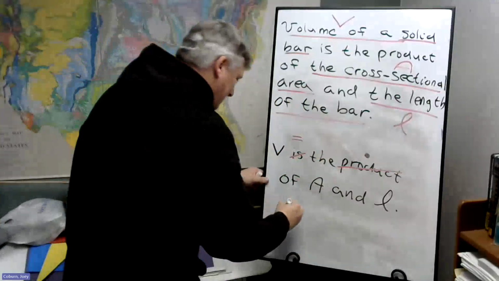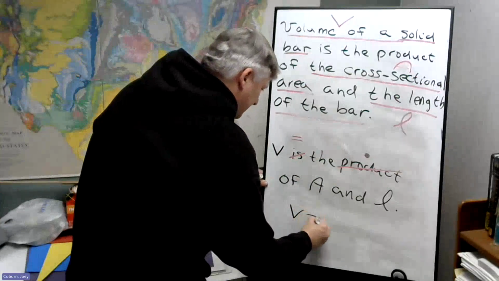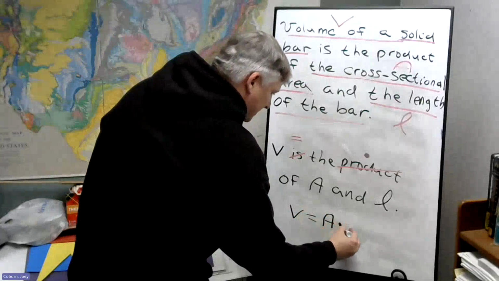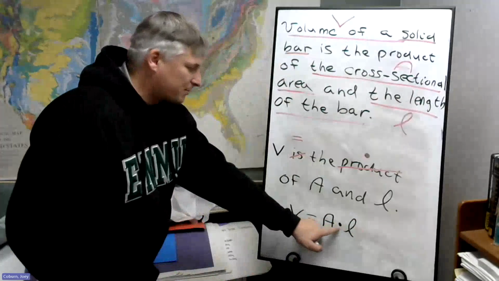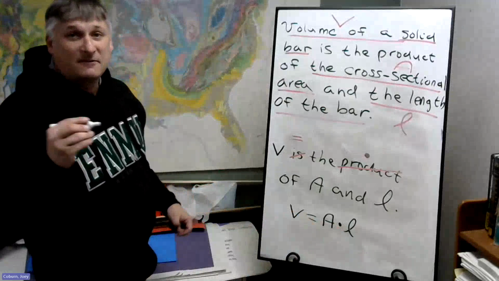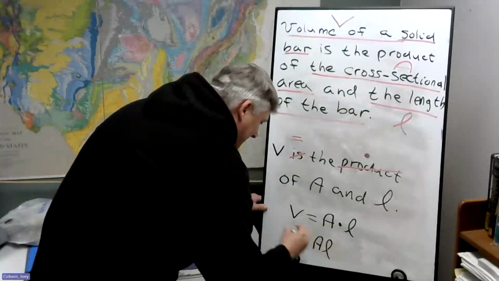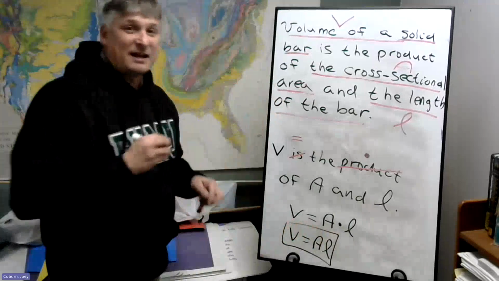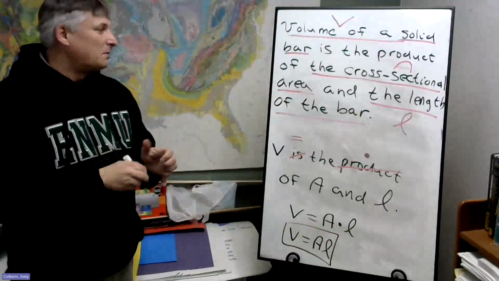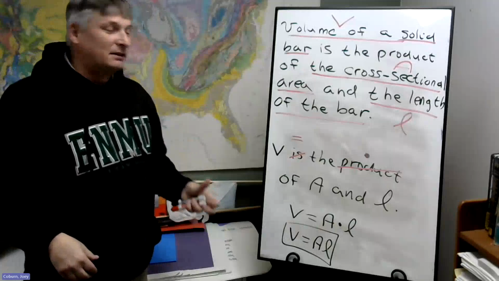So we end up getting V is A times L. And again, in algebra, we make the multiplication sign invisible. AL. And that's it. So any questions about that, let me know.